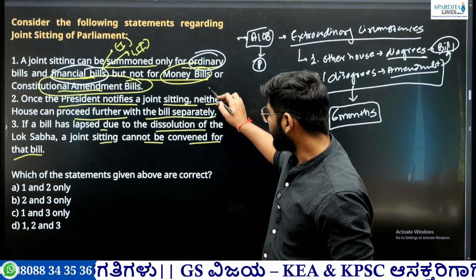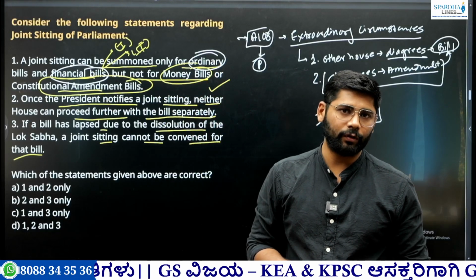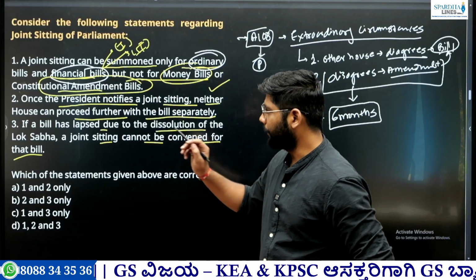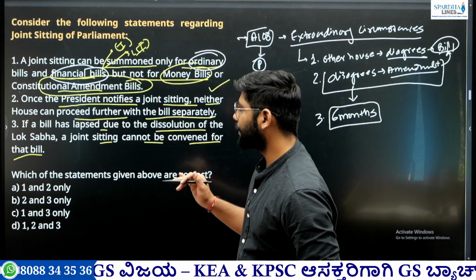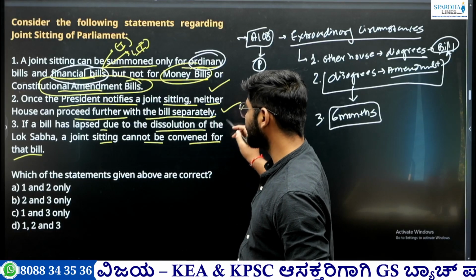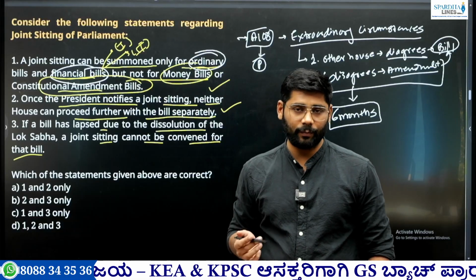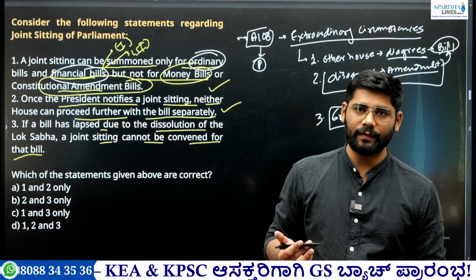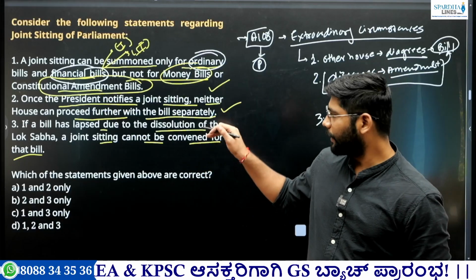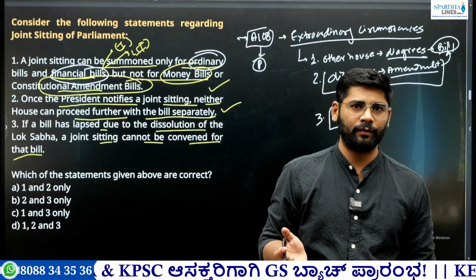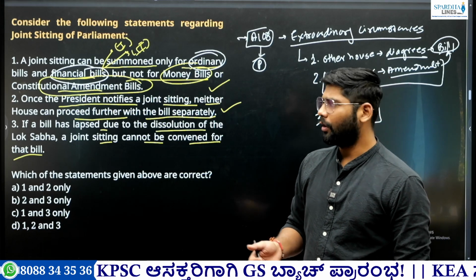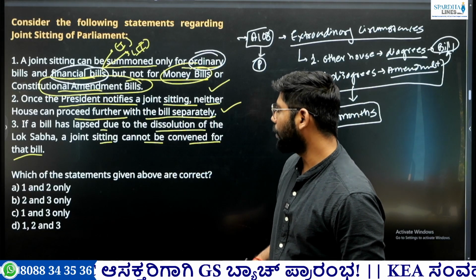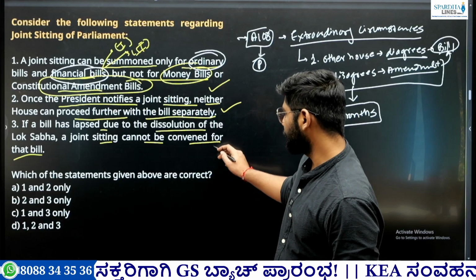The constitution laid down this condition. So this first statement is correct, that the joint sitting can be summoned only for the ordinary bill and the finance bill, but not for the money bill and constitutional amendment bill. Then, once the president notifies the joint sitting, neither house can proceed further with this bill separately. Yes, when the president summons the joint sitting, it is because they have a disagreement and are not able to come to consensus, so they cannot proceed. There is a constitutional obligation that they should not proceed, because ultimately the joint sitting of the two houses will decide on that bill. Then the last one: if a bill has lapsed due to dissolution of Lok Sabha, a joint sitting cannot be convened. This is wrong.